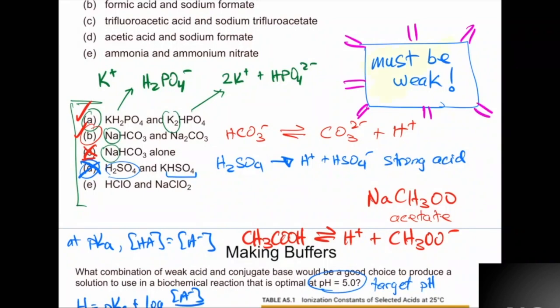Should I emphasize this more? It has to be weak, and it has to have the conjugate there for it to be an effective buffer at a specific pH.